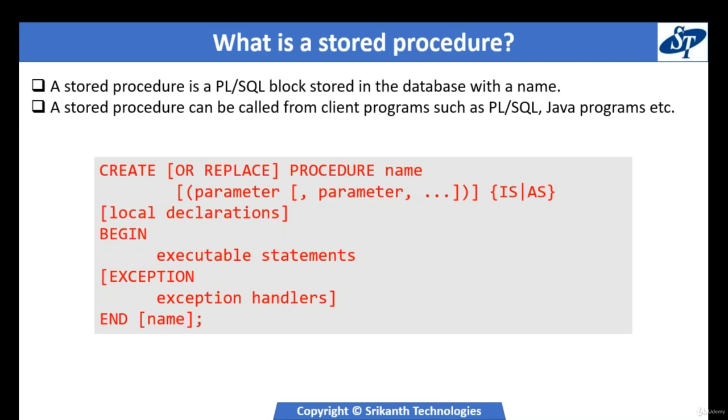And then come the local declarations. They are the variables or other artifacts like exceptions and cursors that you want to use in the stored procedure. And then the executable statements, followed by an optional exception handler. You can handle exceptions within the procedure. So let us see how to create a procedure.